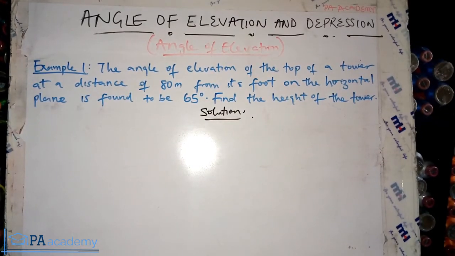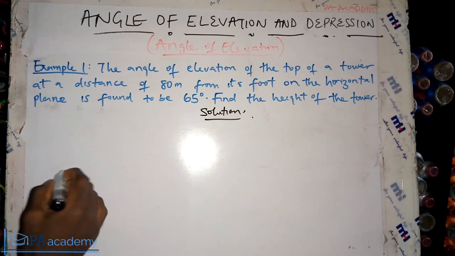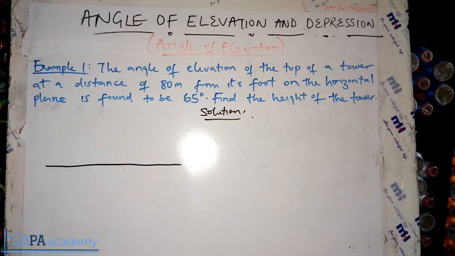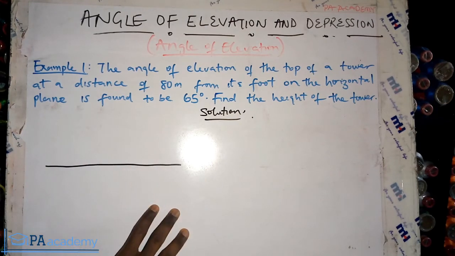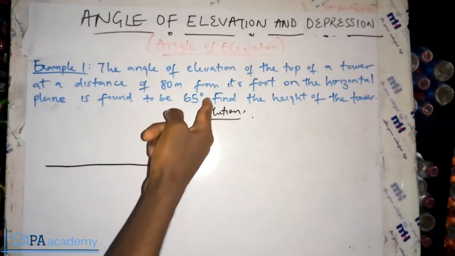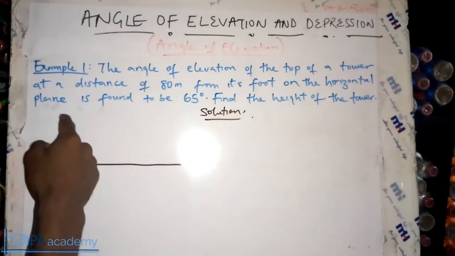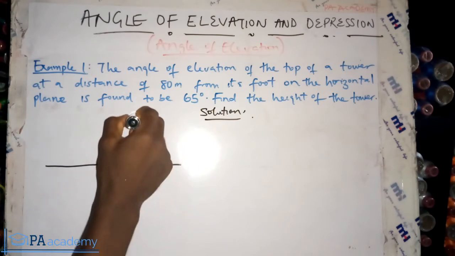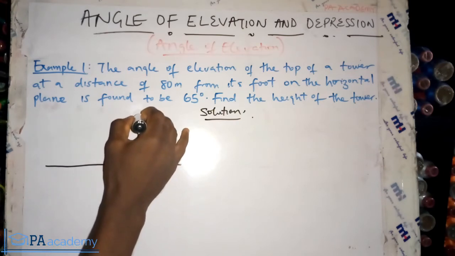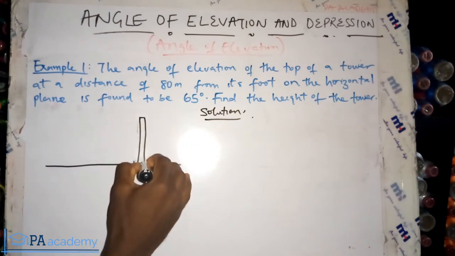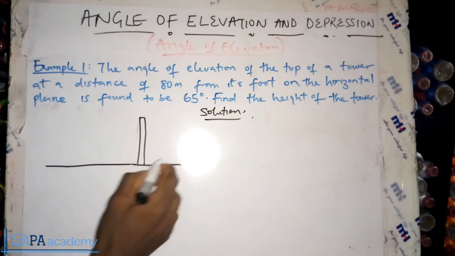All right, now let's solve this question. The first thing you are going to do is, let's first of all draw our ground level. So this represents our ground level, the horizontal level. It says the angle of elevation of the top of a tower at a distance of 80 meters from its foot on the horizontal plane is found to be 65 degrees. So let's have that to be our tower. So this is the tower.